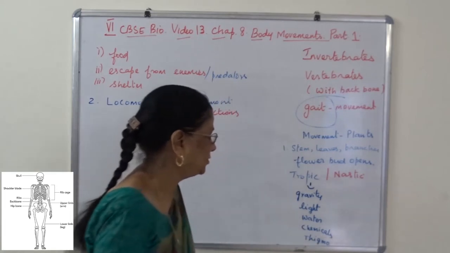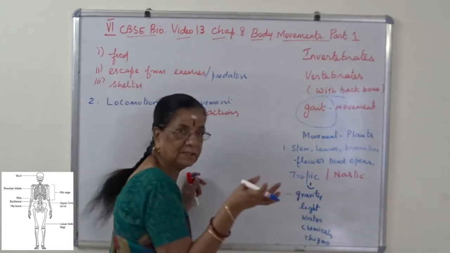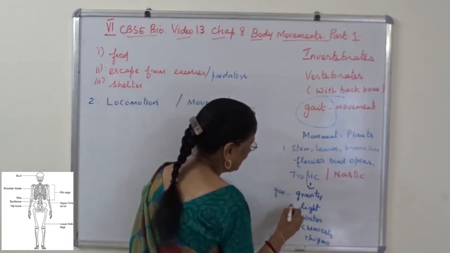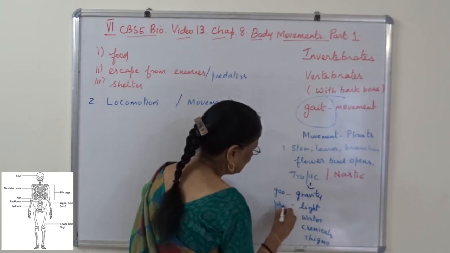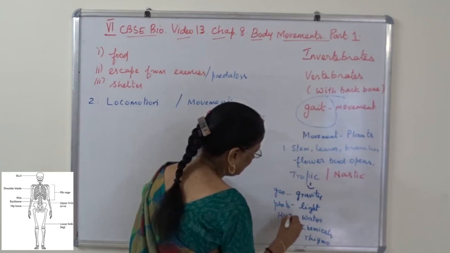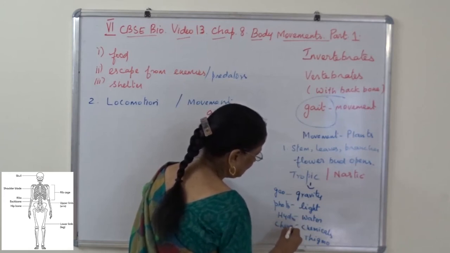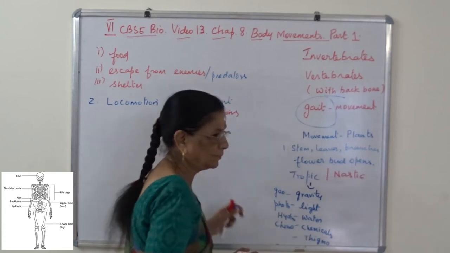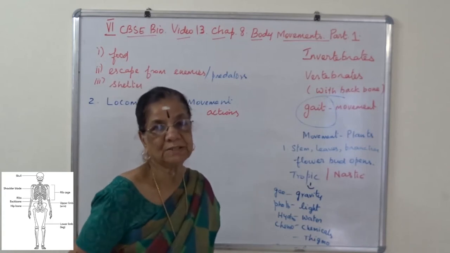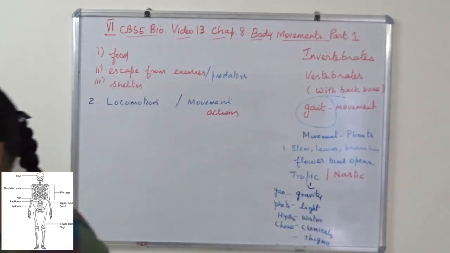So we say tropism: towards gravity, that is towards the soil, it is geotropism. Towards light, it is phototropism. Towards water, hydrotropism. Towards chemical, it is chemotropism. And towards touch, it is stigmotropism. I hope you are listening.